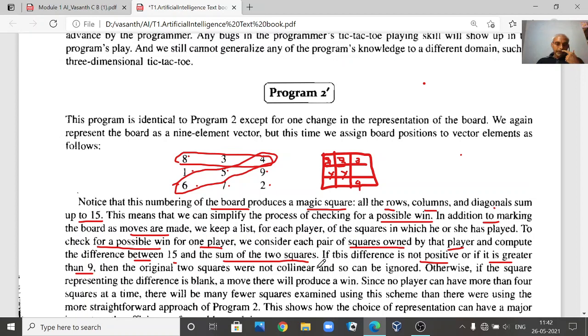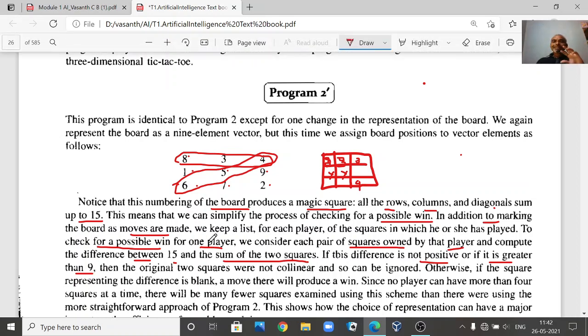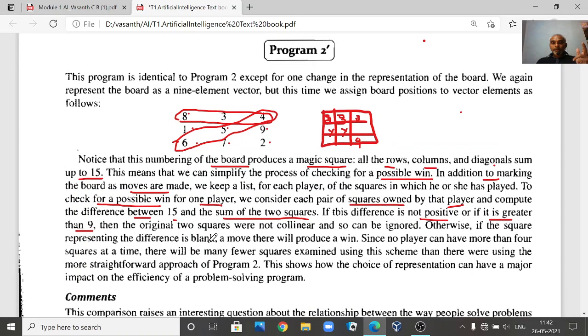That means he is not going to win the game in the next move, so we can ignore. So this is the condition how we can try to slightly change our board position if you are going to make the board position.